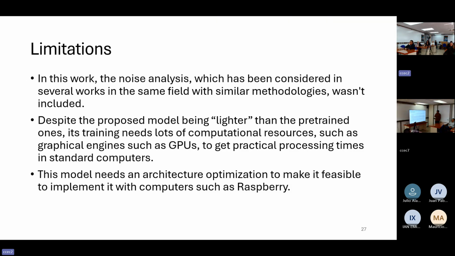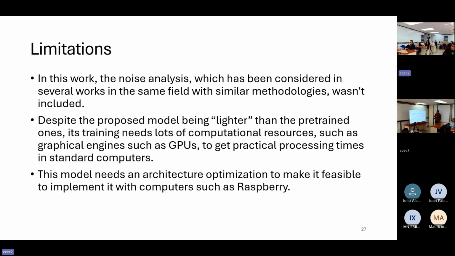And limitations. Despite these outcomes being successful, we cannot compare our work with another report in the literature because we didn't include a noise analysis to make a fair comparison between them. That's why we are not comparing this work with others.